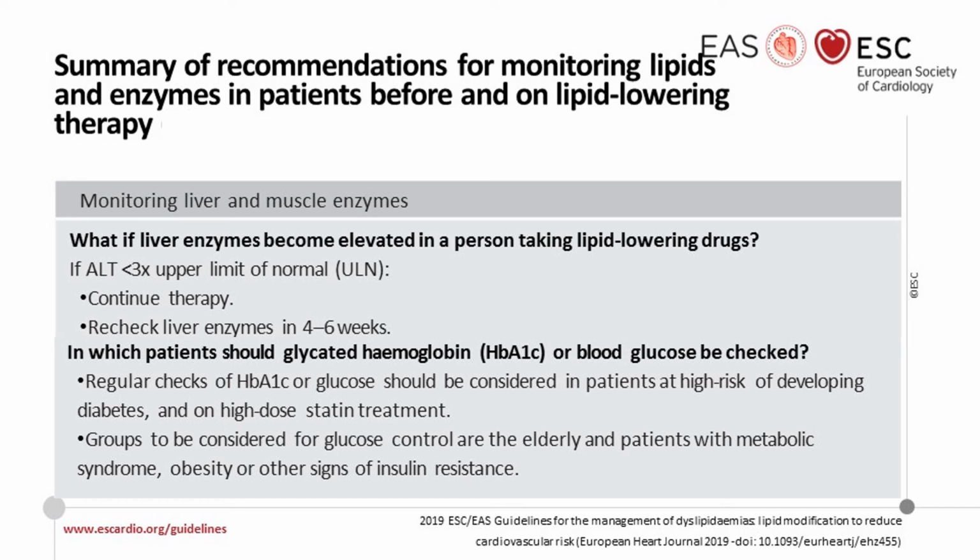Okay, in which patients should hemoglobin A1C be checked? Regular check of hemoglobin A1C should be considered in patients only if they are at high risk of developing diabetes and on a high dose of statin. Groups to be considered for glucose control are the elderly and patients with metabolic syndrome, obesity, and other signs of insulin resistance. So these are the group of patients in whom you should test the hemoglobin A1C while on statin therapy.